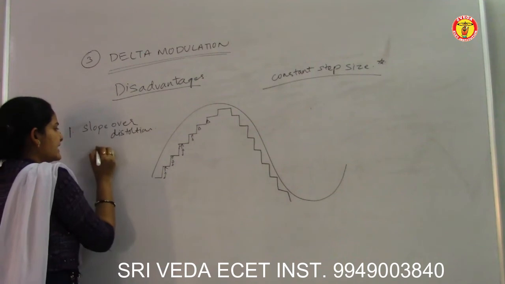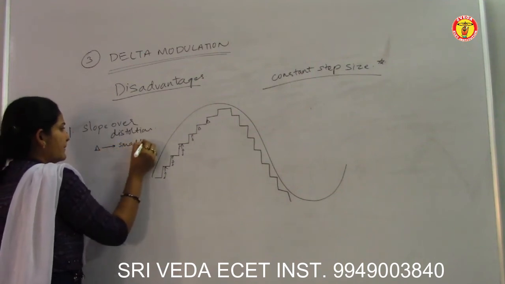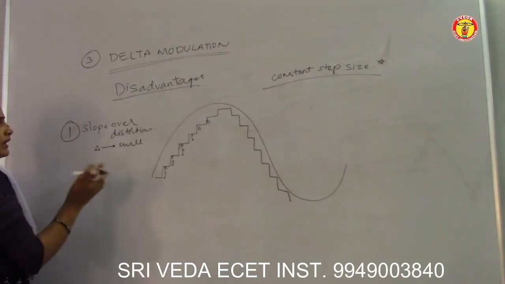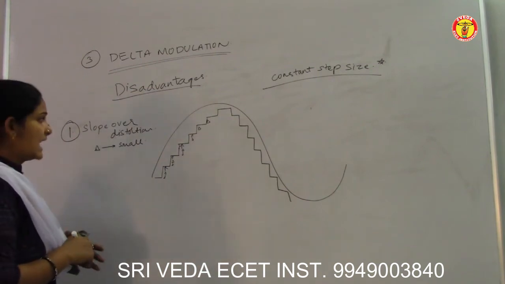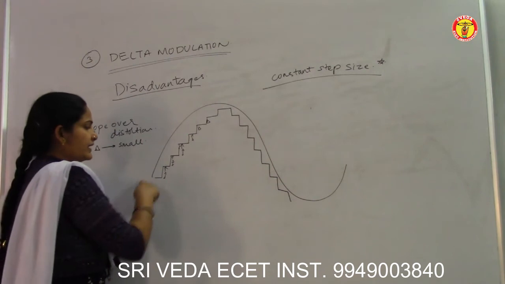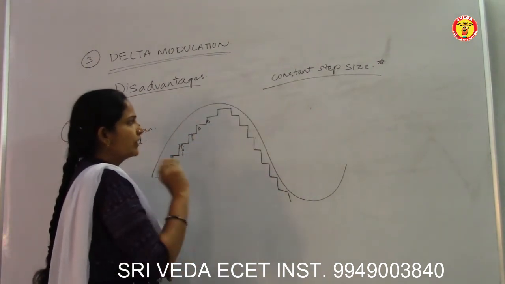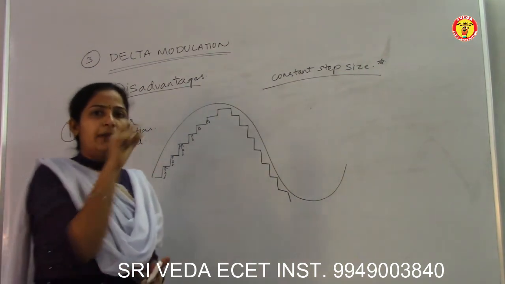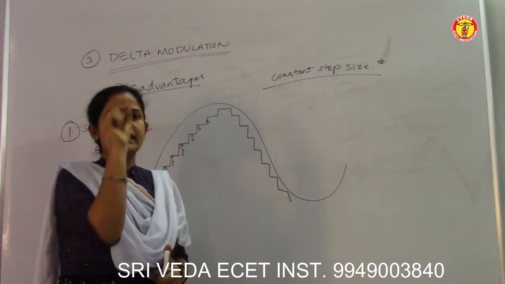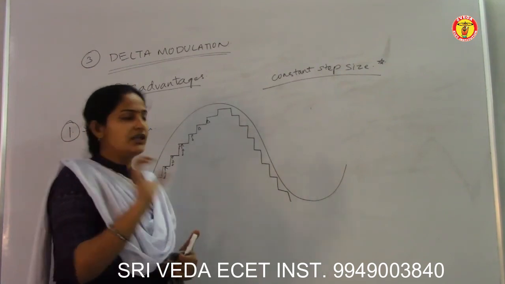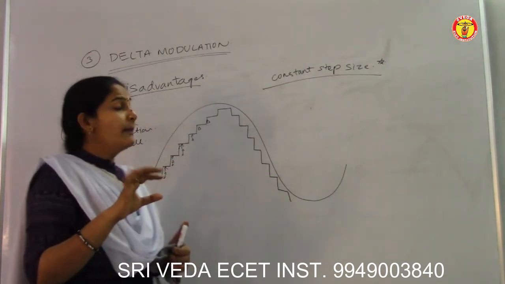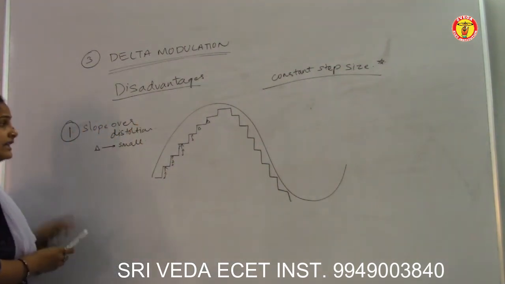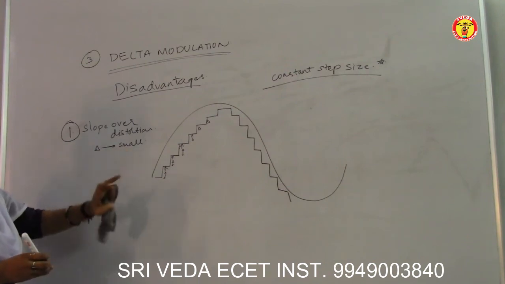It is observed when the step size is very small, meaning it is not able to follow the slope of the message signal. This is the first type of distortion, which is known as slope over distortion. It is observed when the signal amplitude is rapidly increasing or rapidly reducing. It is not following the slope of the message signal properly. It is just following its own rule that if the amplitude is increased, we have to increase the staircase, or if the amplitude is reduced, we have to reduce it. It is just following its rule, but it is not following the message signal. This type of distortion is known as slope over distortion. It is observed when the step size is very small.